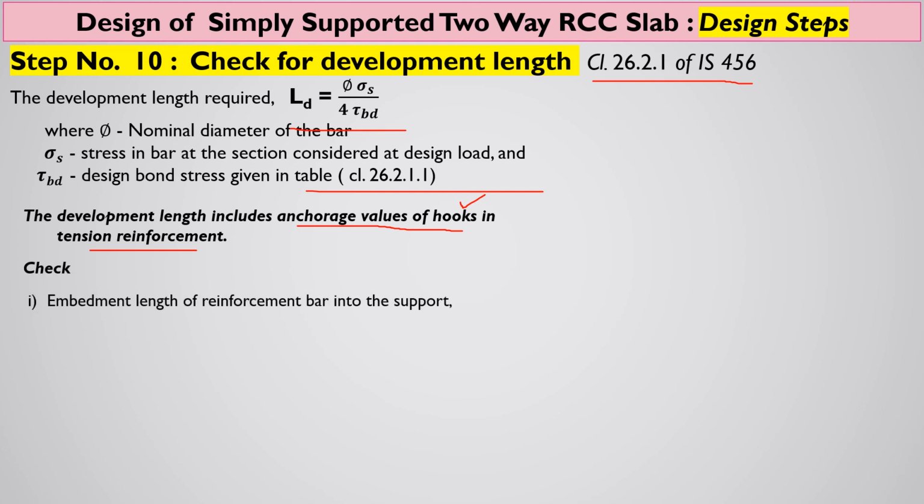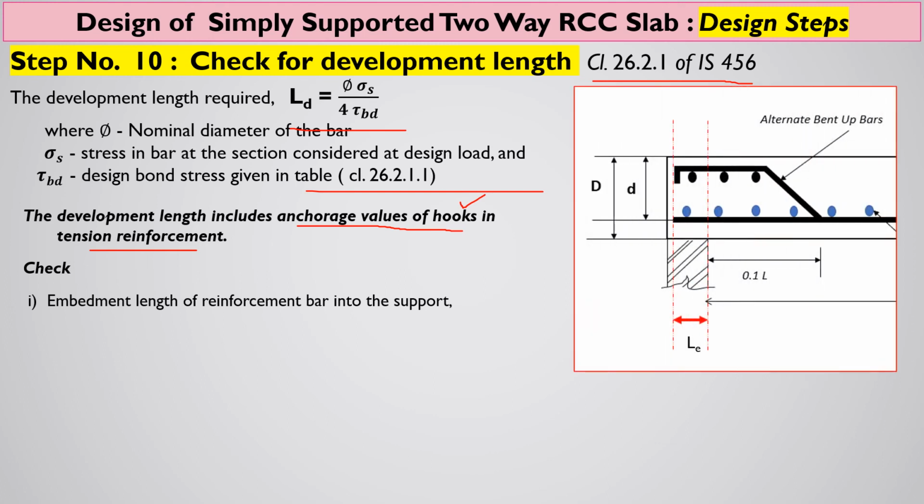Now we have to apply the check. First of all, what is the embedment length of the reinforcement bar into the support that is possible. So again, you can refer to the previous lecture also. That means, what is the embedment length which is possible, so that reinforcement can be taken up to that section.